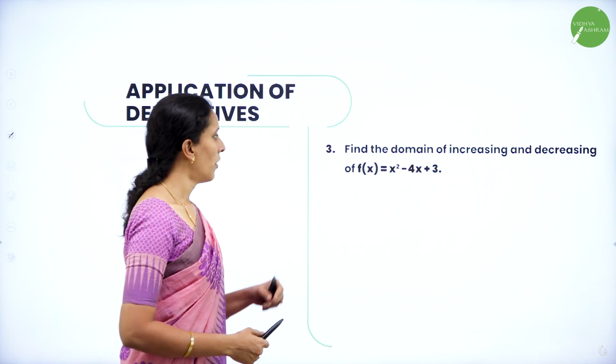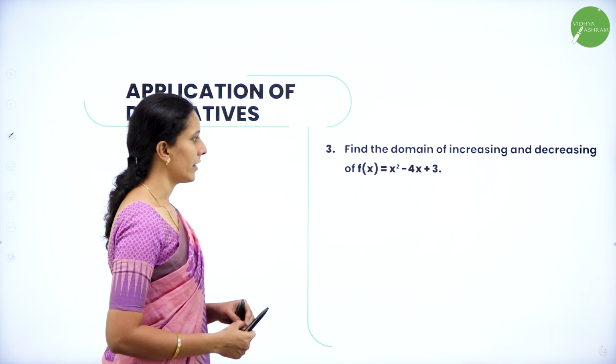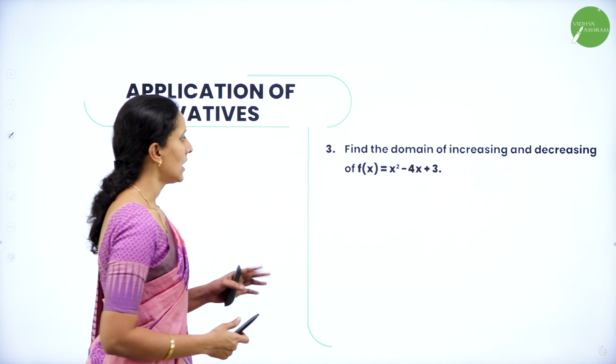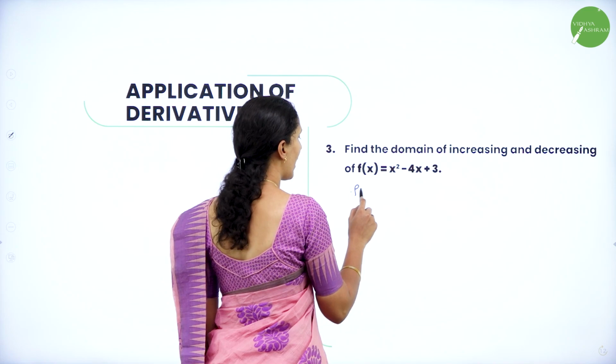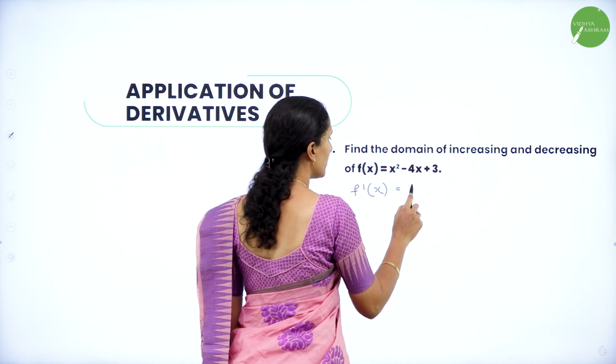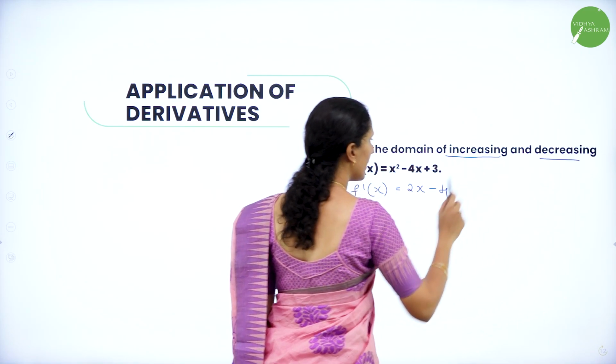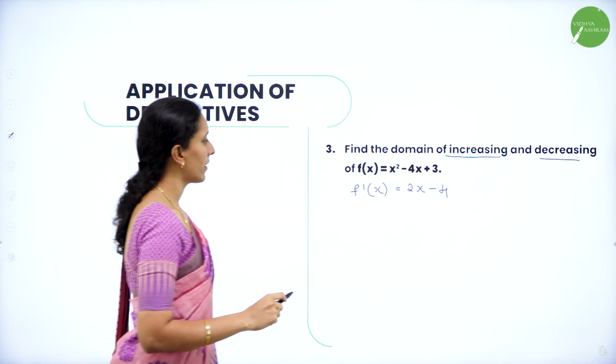Next question. Find the domain of increasing and decreasing of f of x is equal to x square minus 4x plus 3. Let's find out f dash of x. It is 2x minus 4. We need to find out the domain of increasing and decreasing function.